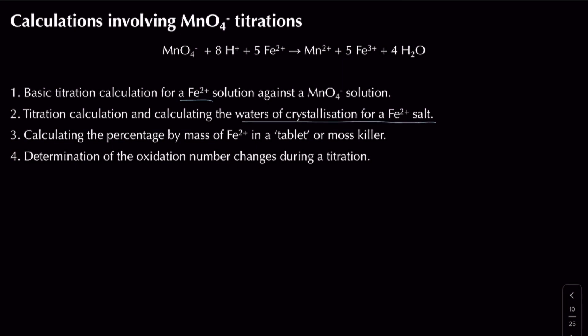You can use it to find the number of water of crystallization of an iron salt. You can also use it to find the percentage by mass of iron in a tablet or something similar, or you could actually use it to determine the oxidation number changes during a titration itself.